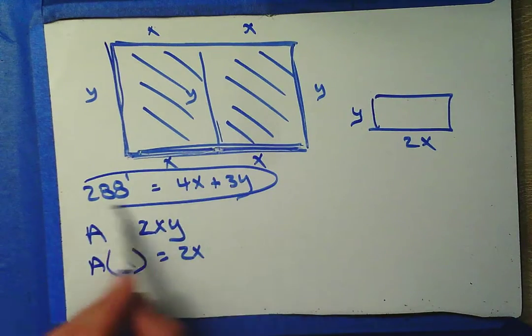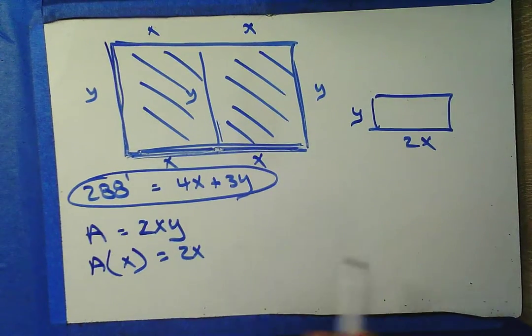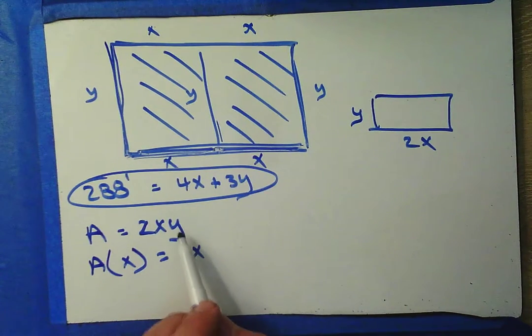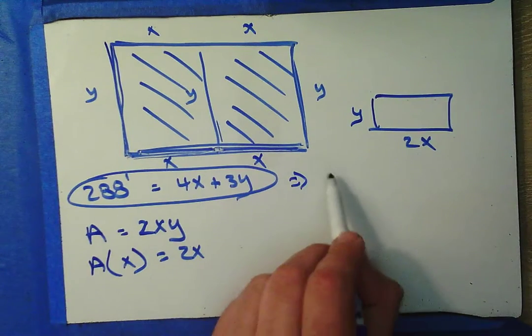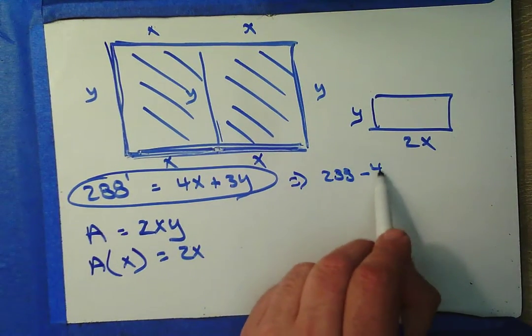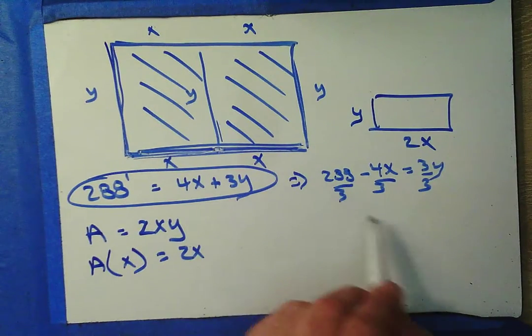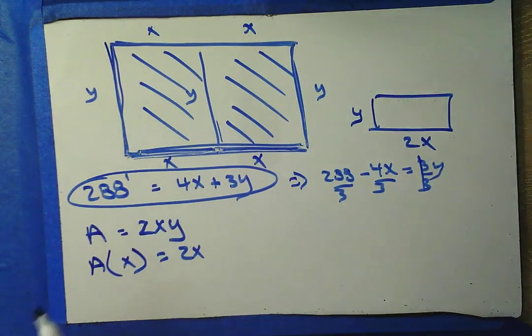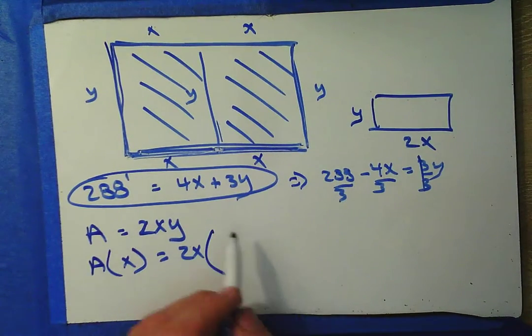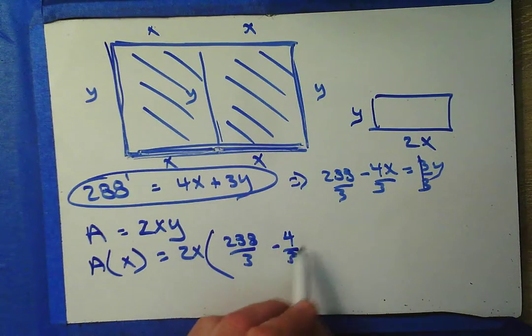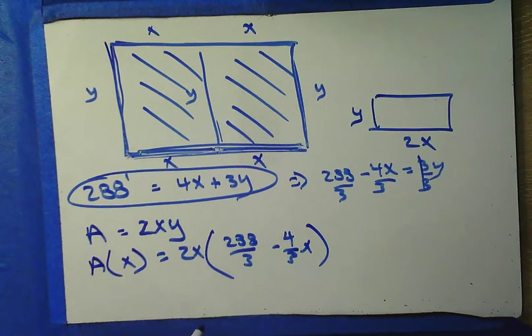Luckily, I have perimeter as a helping equation. So we need to solve this equation for y so we can replace this y with some x stuff. So this is going to be 288 minus 4x equals 3y, and then we're going to divide by 3 and divide by 3. Okay, is 288 divisible by 3? 16 plus 3 is 19, not evenly, so I'm not even going to try and do that. I'm just going to replace y with 288 over 3 minus 4/3 x. Okay, so there's our area function.